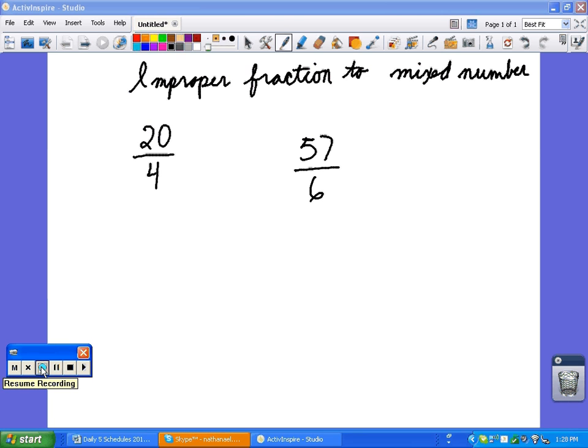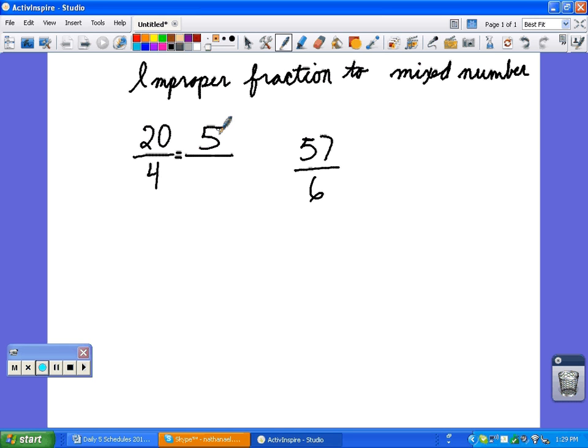Now I'll show you how to turn an improper fraction into a mixed number. If we look at 20/4, one thing that we've talked about in class is that fractions are also division problems. So we could think of this one, 20 divided by 4 equals 5. So 20 divided by 4 equals 5.